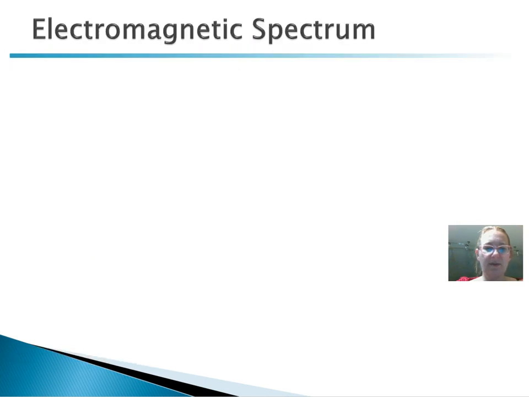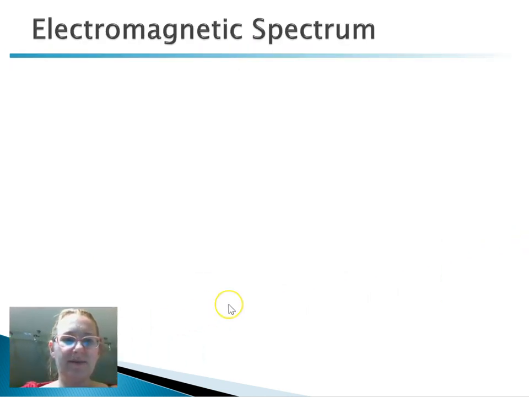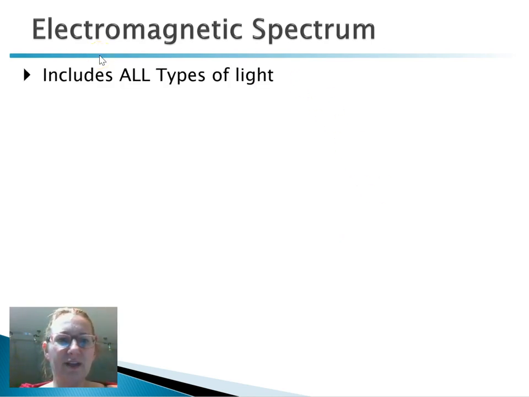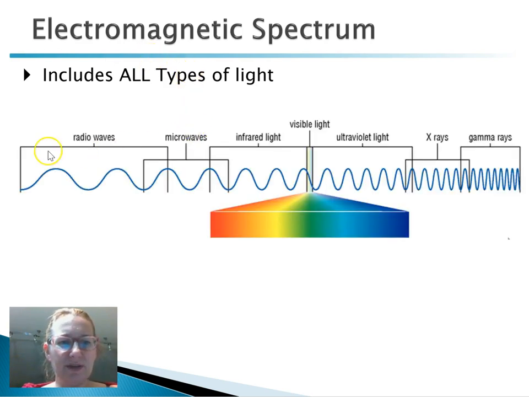Now, as I mentioned before, light is part of an electromagnetic wave. And there's more to light than just visible light. It's called the electromagnetic spectrum, and that includes all the different types of light that we have. So here is the whole electromagnetic spectrum.